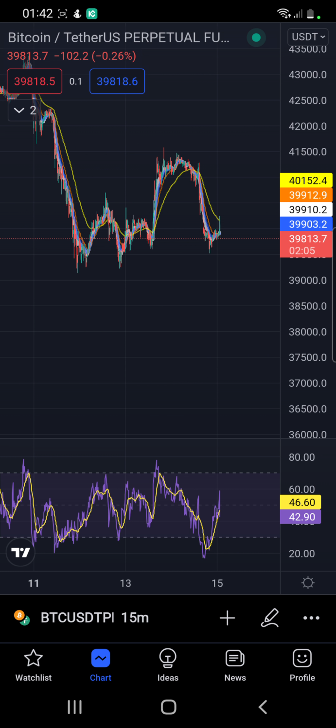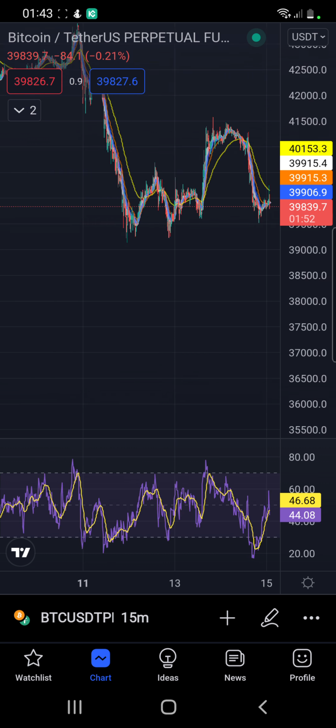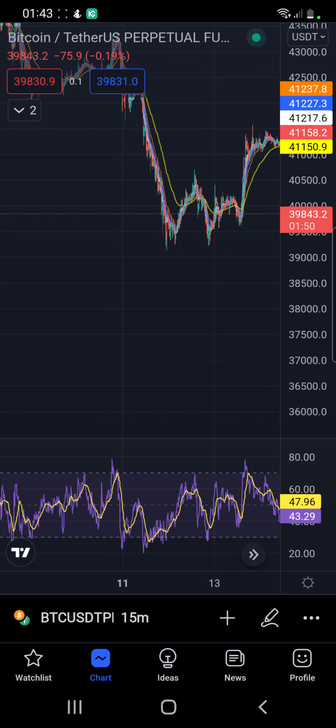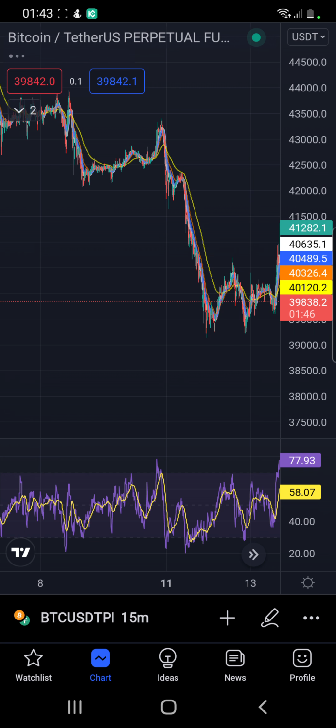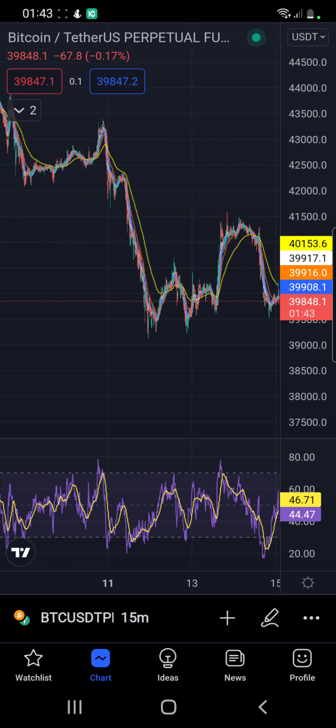Hello guys, today I'm going to show you how to use the RSI indicator to take a trade. RSI is the Relative Strength Index. It is a very easy to use indicator, and I always use it with other indicators to make sure that I'm taking the right trade.